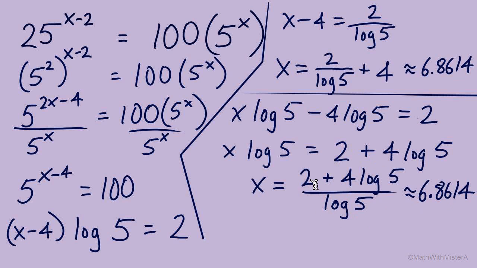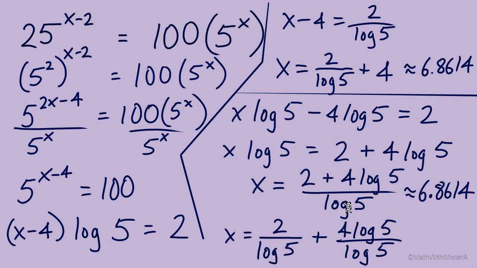We're going to take this fraction right here, and I'll split it up into two fractions. I'm splitting up the numerator into two fractions, each one using log 5. So we have 2 over log 5 plus 4 log 5 over log 5. And there the factors of log 5 cancel, and we see our 2 over log 5 plus 4. Exactly what we had here.